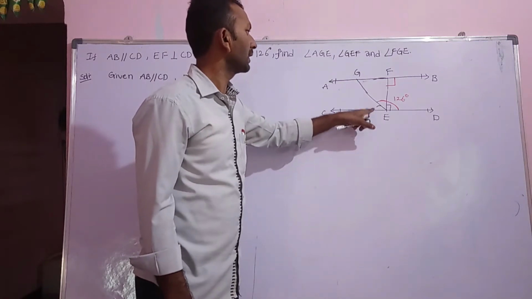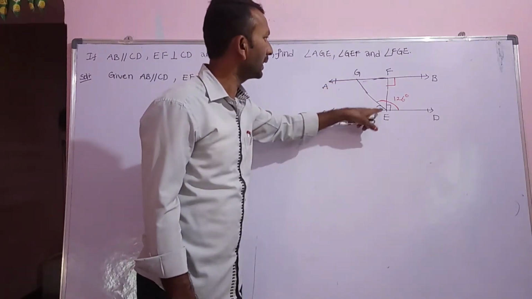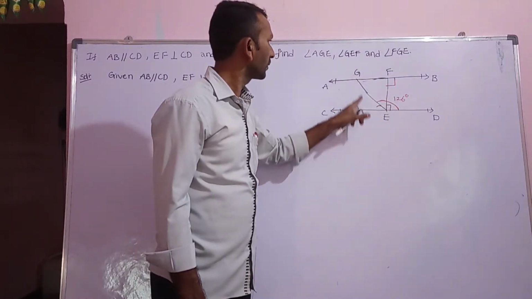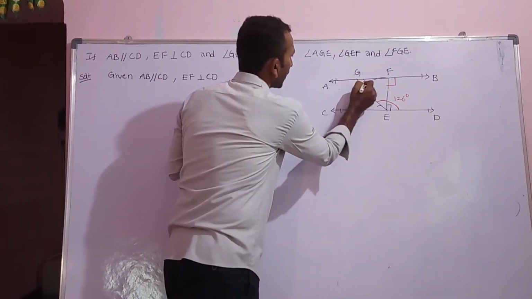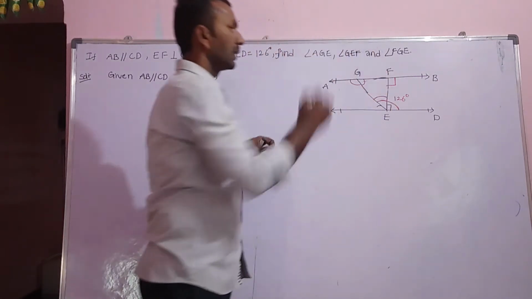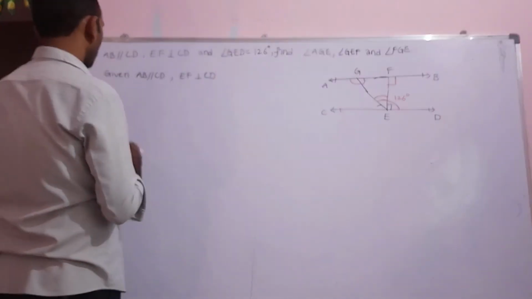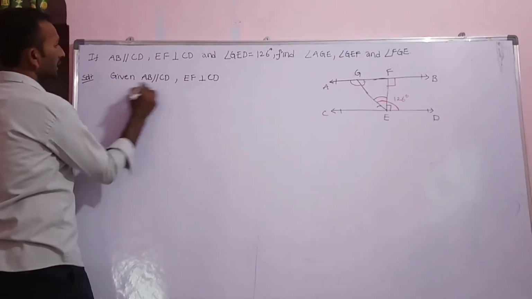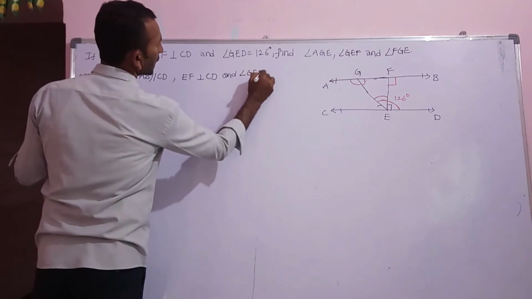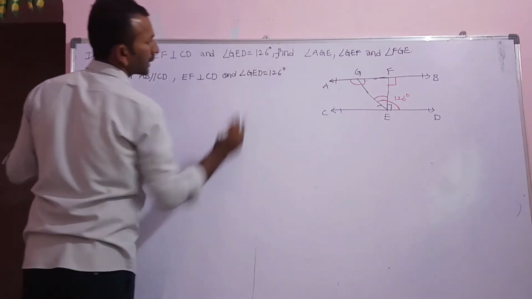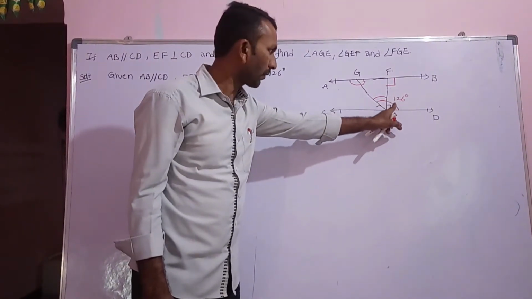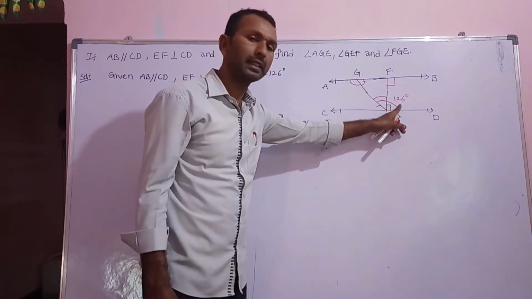And by using this angle only, we need to find out angle AGE, angle GEF, and angle FGE. So this angle, this angle, and also this angle: a total of three angles we need to find out here. Okay, write that angle GED equals 126 degrees. The value is given, and we can start the problem from here.